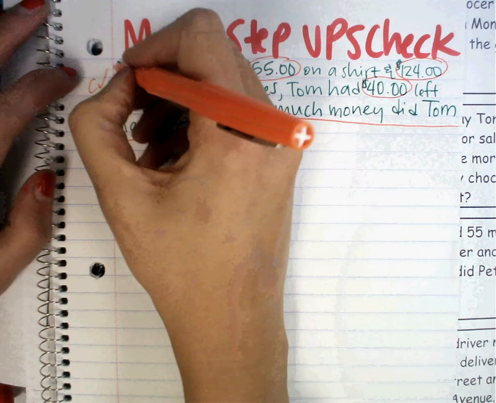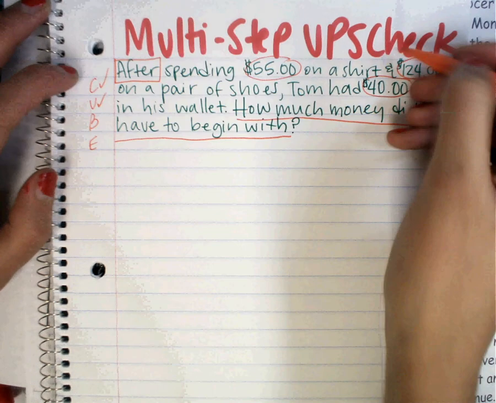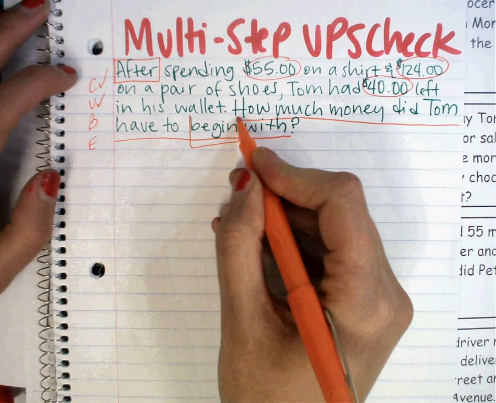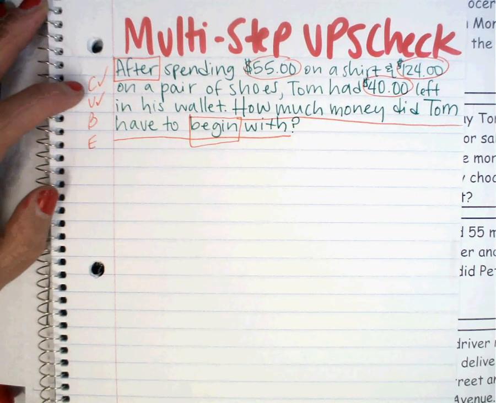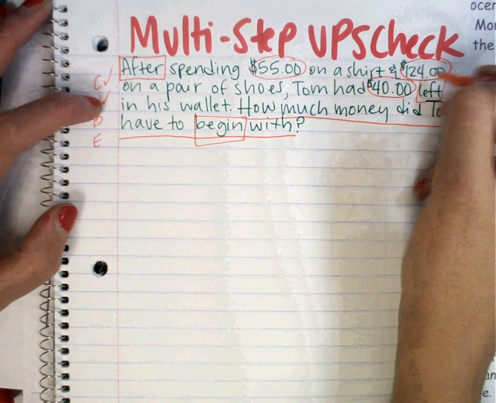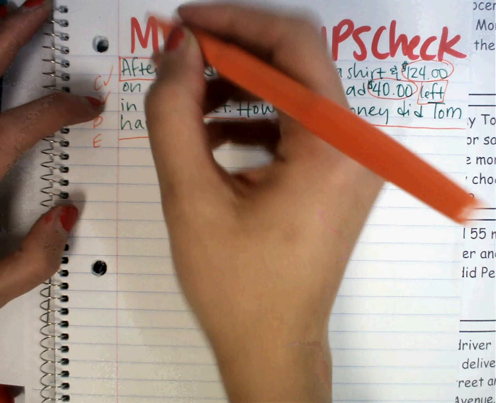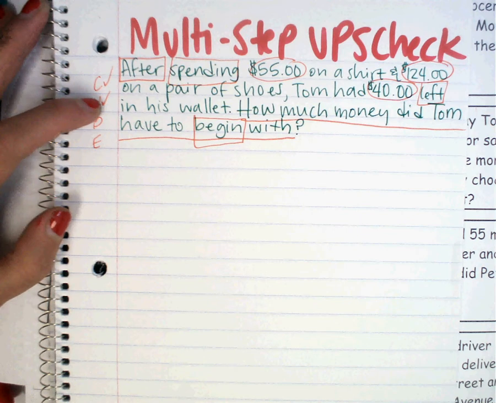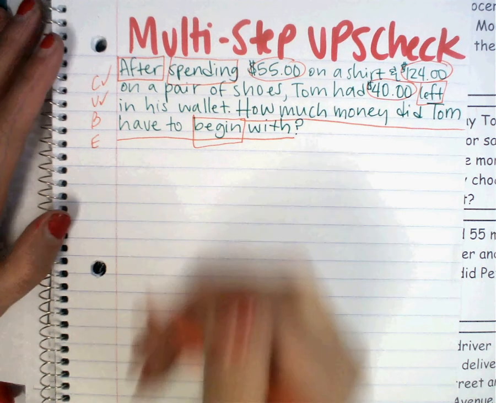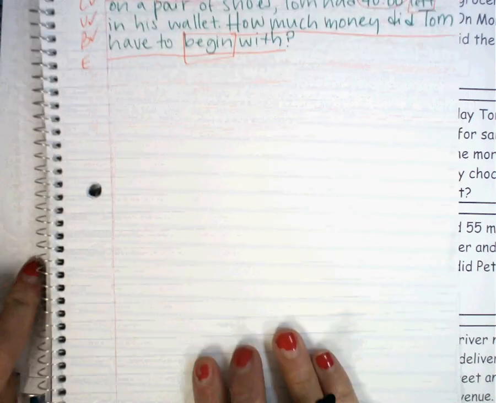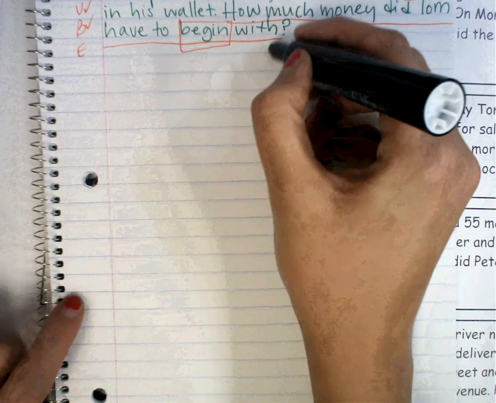So I think we should box after and begin, right? After he spent all this, he had this. How much money did he have to begin with? So we're kind of working backwards, right? What else? Left. What about spending? I think that's about right. I think that looks good. Is there any unnecessary information that we have? I don't think so. Okay, so let's go ahead and divide our page into 4 sections.